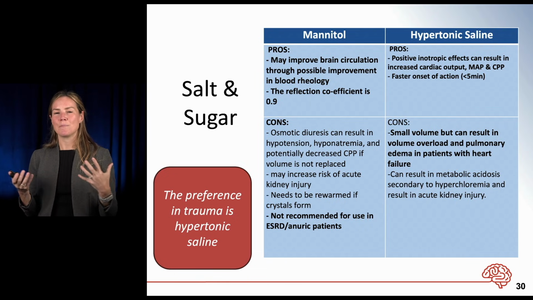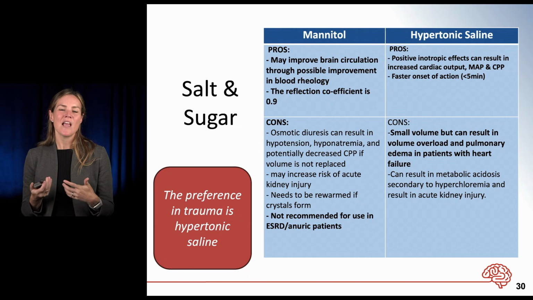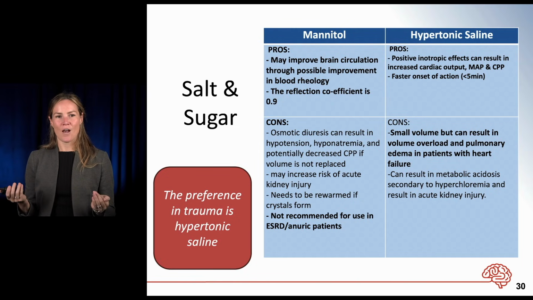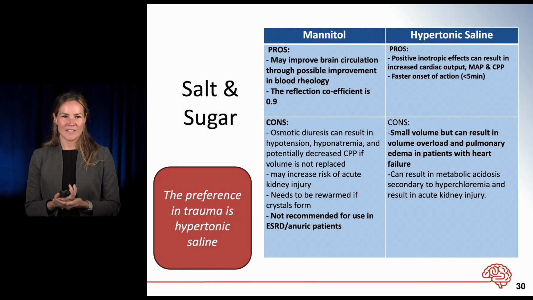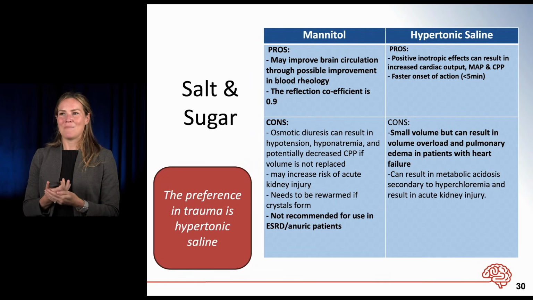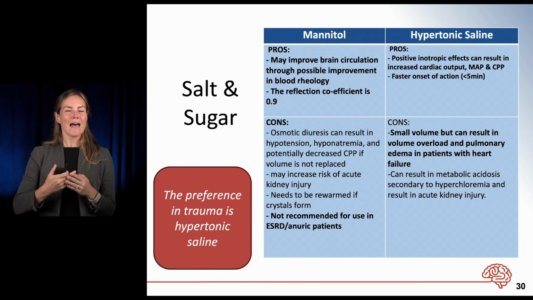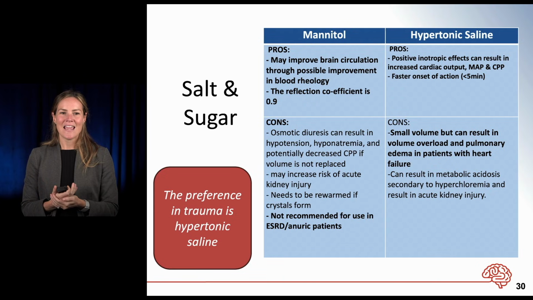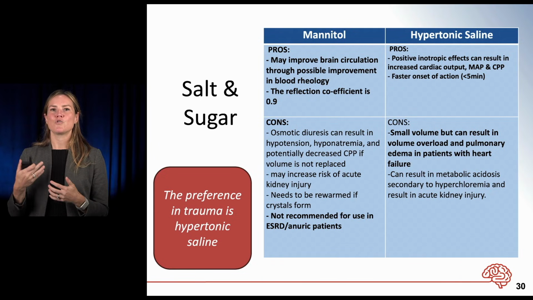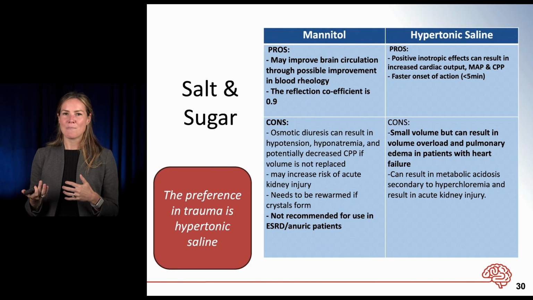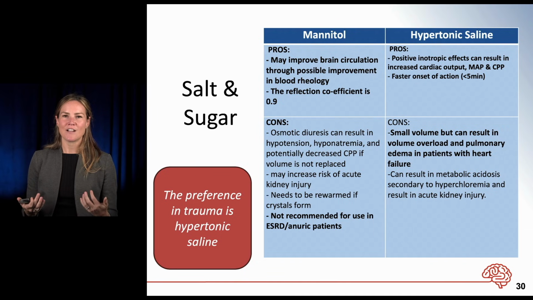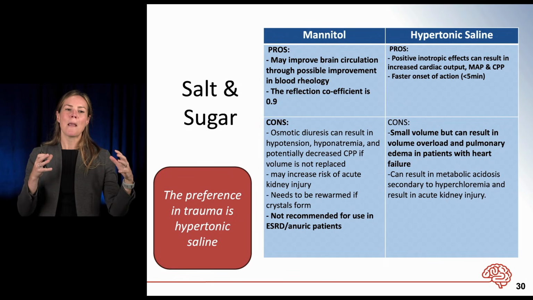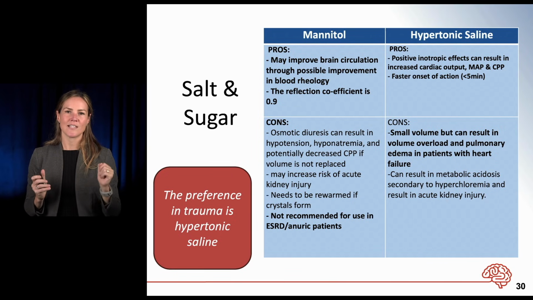This really helps me determine which one I'm going to use: which is the side effect that I'm least interested in having. So mannitol causes an osmotic diuresis. That actually can be quite profound. You can have a lot of urine output after mannitol because it's such a strong diuretic. You can imagine that for trauma patients who might already be hypovolemic or in hemorrhagic shock, that would not be a good thing. And so in our trauma population, we actually preferentially will use hypertonic saline.